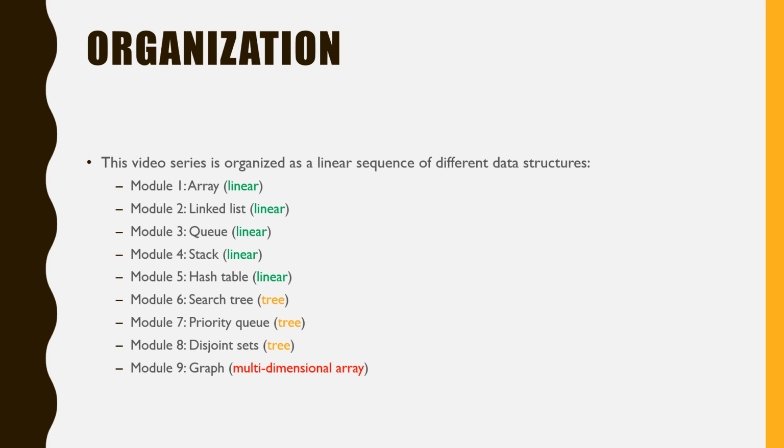I put the data structures in this order simply based on the form of their internal data storage. For example, array, linked list, queue, stack, and hash table store the data in linear form, while the other ones store data in nonlinear form, such as trees or multidimensional arrays. However, the ordering is very personal, and you should be able to just jump into the topics you like.